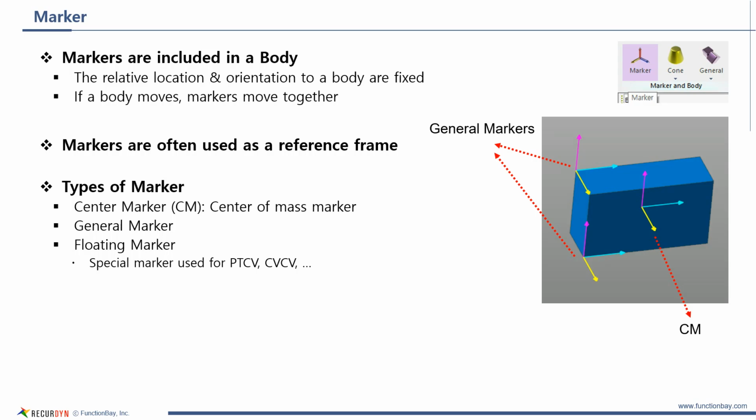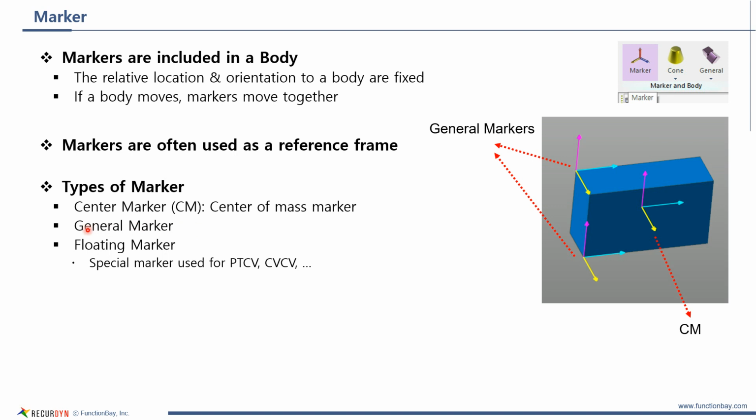I already explained the body consists of geometries and markers. Since markers are included in a body, if a body moves, markers move together. Marker is often used as a reference frame. There are 3 kinds of markers. First, center marker, CM, is a marker created at the mass center. One body can have only one center marker.